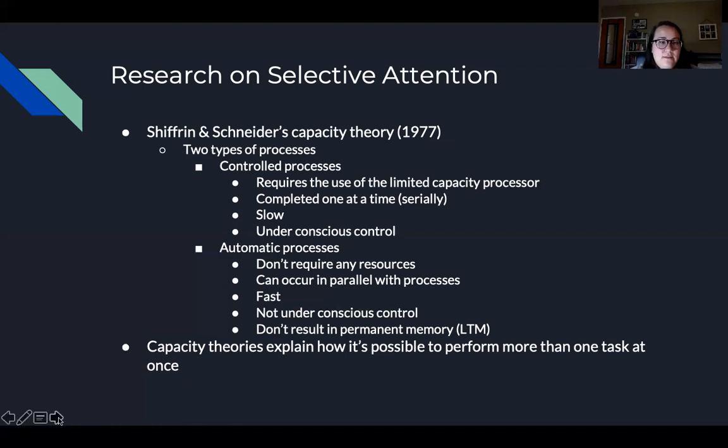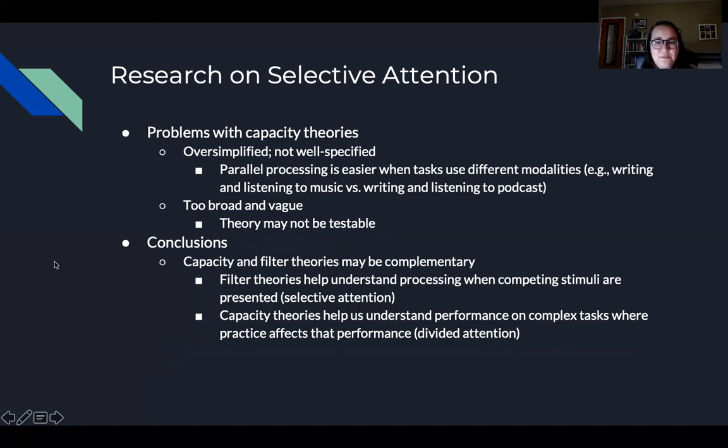So again, more problems with these theories. Why we always revise. So one such critique of the idea of capacity is that this model seems to be oversimplified. So it's too broad. It's not specific enough to actually be helpful. Because people can divide their attention more easily when the simultaneous tasks are in different modalities. So for example, people can concentrate on writing and listening to music simultaneously, but it's a lot harder to write and listen to a podcast at the same time.